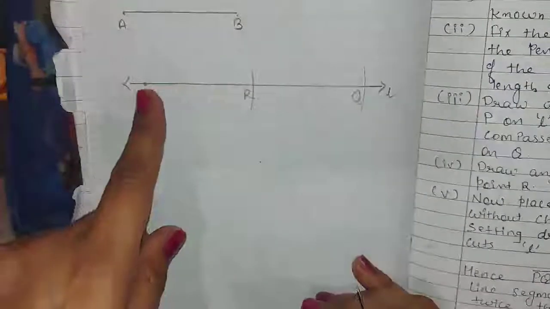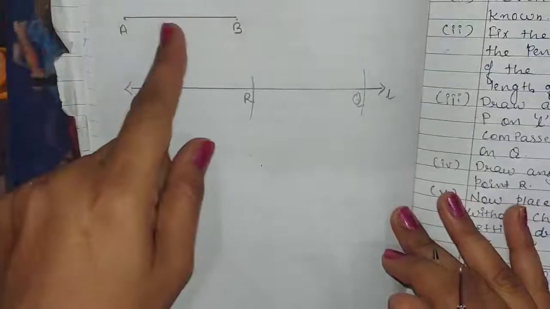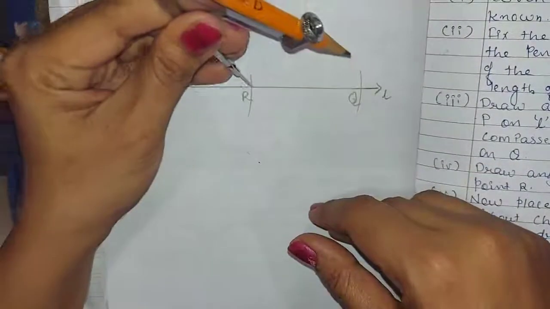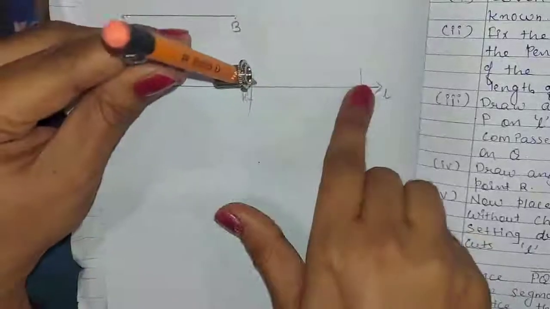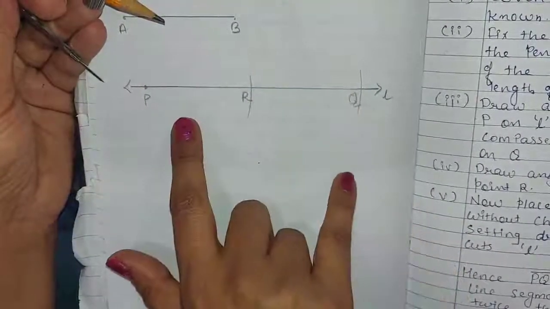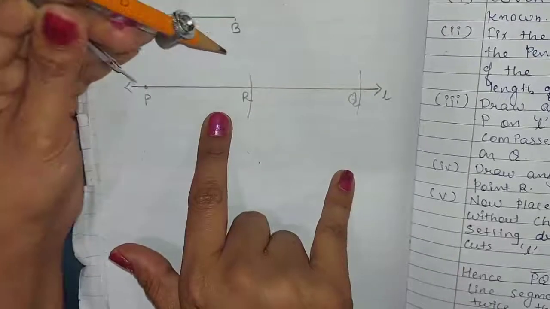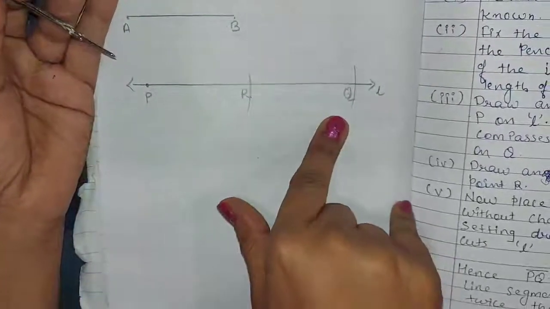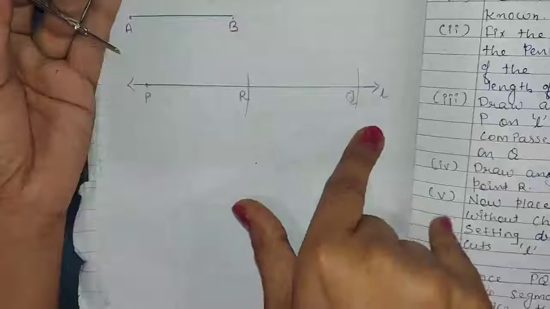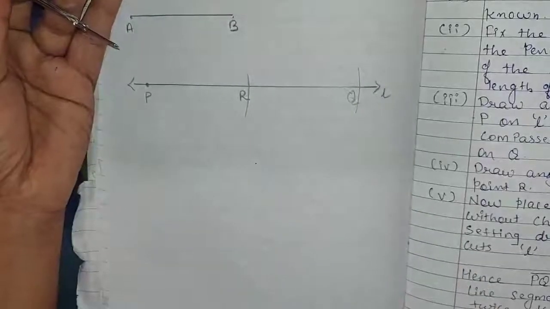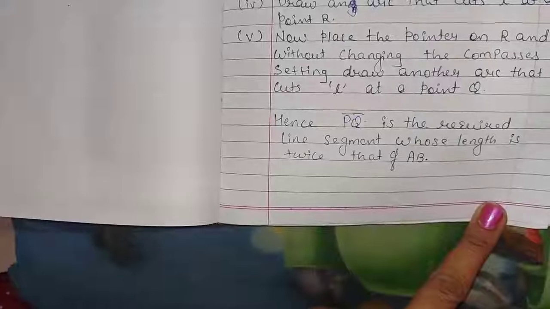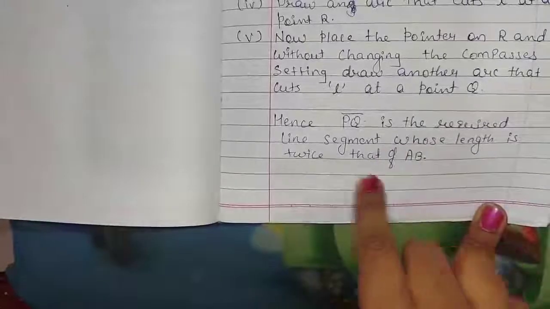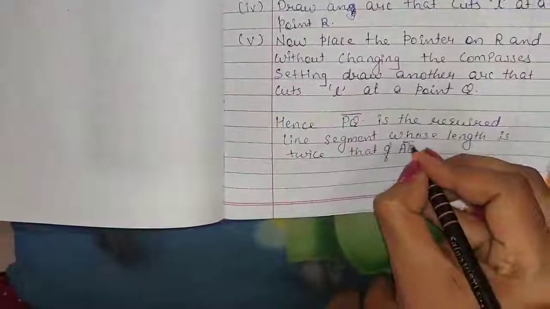Now students, as given in the question, line segment PQ is twice line segment AB. This is the one distance, this is the second distance. So one and one. This is one distance and this is the second distance. Hence line segment PQ is twice line segment AB. Now let us write the conclusion. Hence, line segment PQ is the required line segment whose length is twice that of line segment AB.